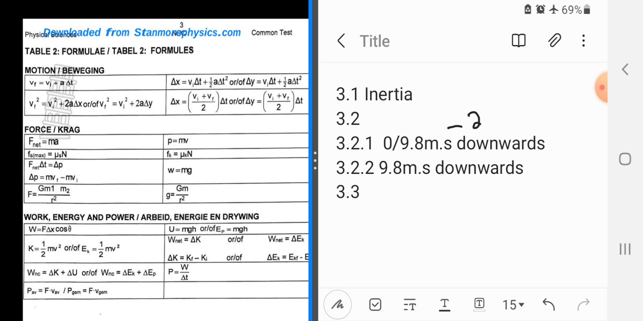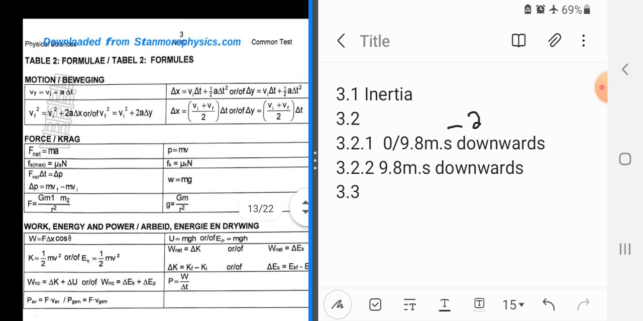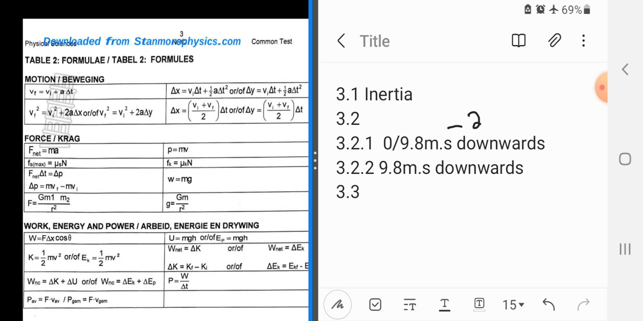Now what you have to know is, what do you have? How long will it take for the ball to reach its maximum height? You need to have the final velocity to use the first one, the initial velocity, and the acceleration due to gravity, that is a. So let's look for that.